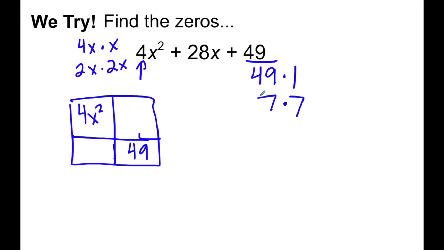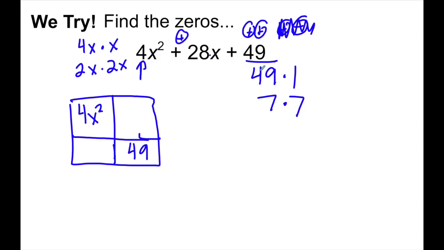So basically what I need to experiment with is they're going to be either 49 and 1 or 7 and 7. Let's think about this. If I do 49 times 4, there's no way I'm getting back to 28. If I do 49 times 2, there's no way I'm going to get back to 28, right? We know they're either both positive or both negative because they multiply to a positive, but I actually know they're both positive because they add to a positive, right?